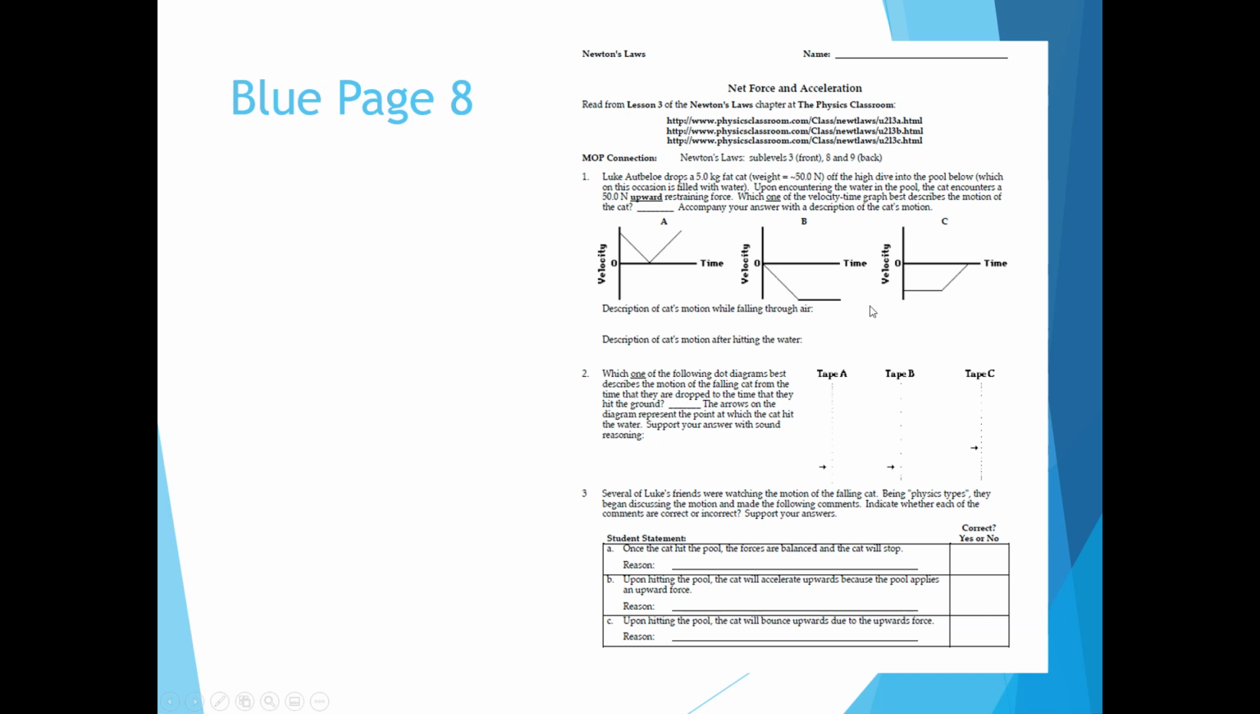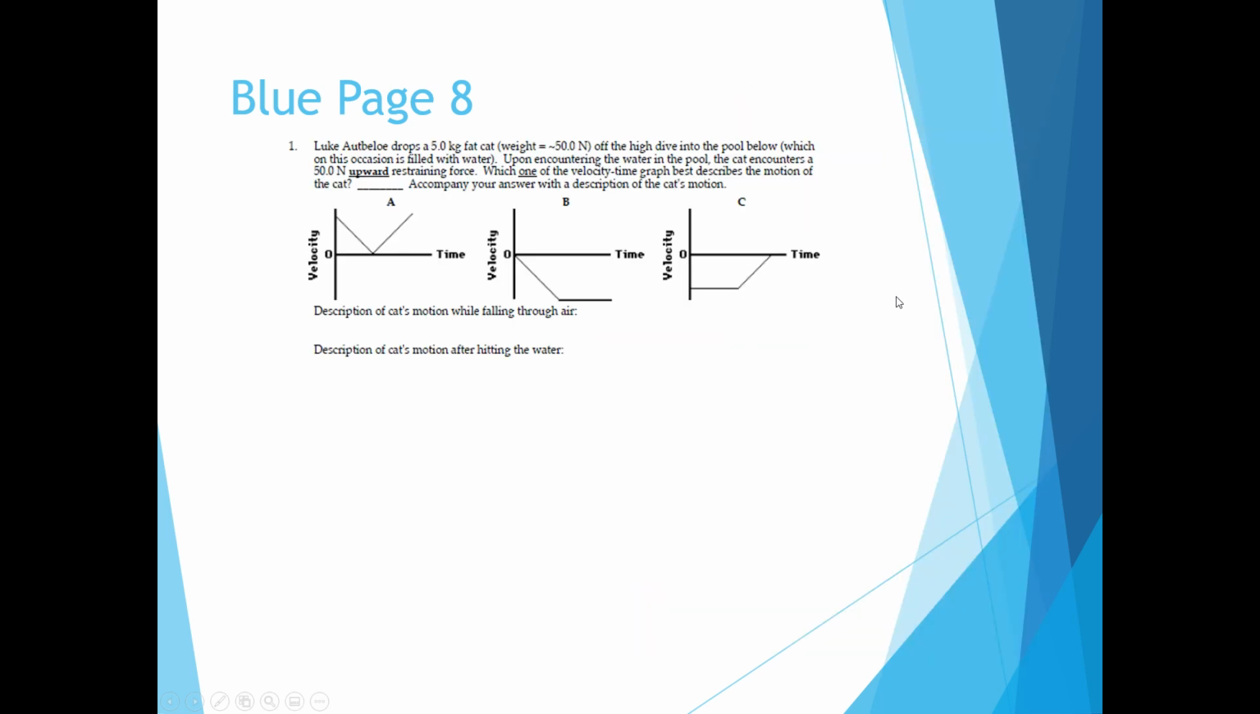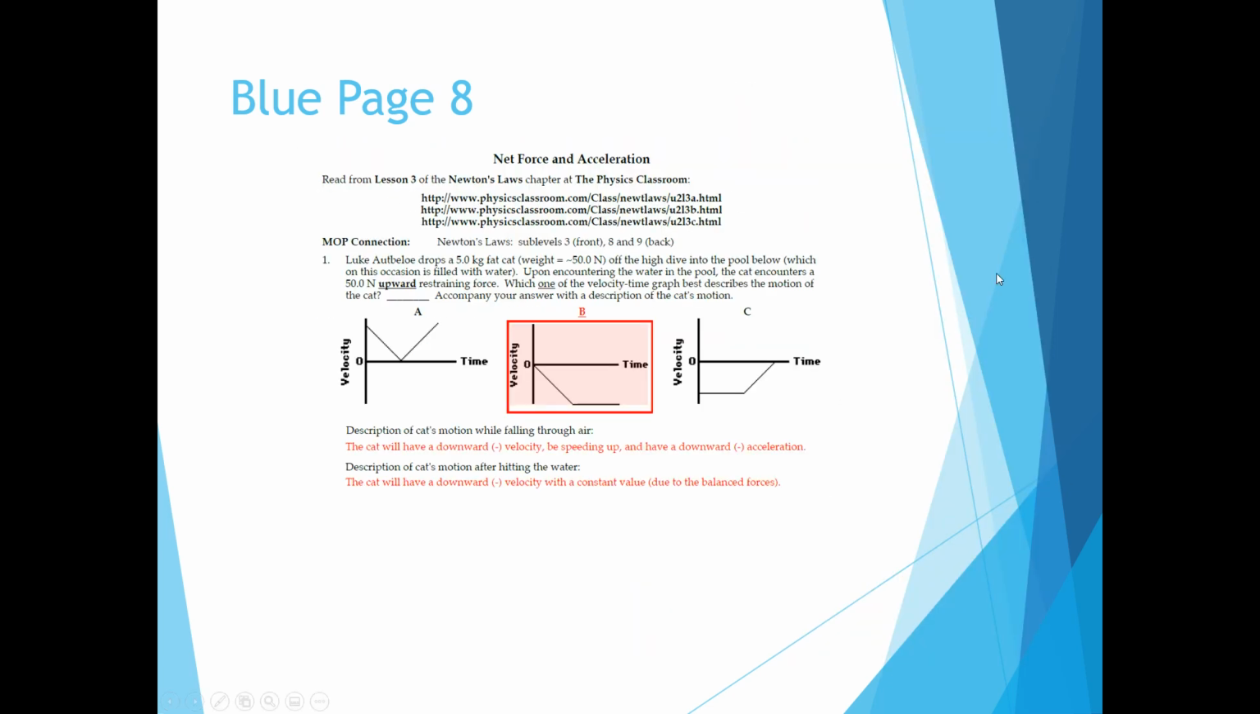So again, for the first part of this, the cat is going to be having a downward velocity. His speed is going to be increasing, and then after he hits the water, it's going to be balanced, and so he's going to be at a constant speed. So B is the correct answer. So we've got some descriptions here, and you can pause the video and copy any of that down.